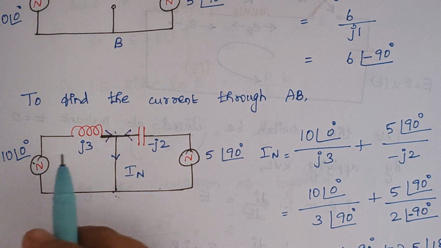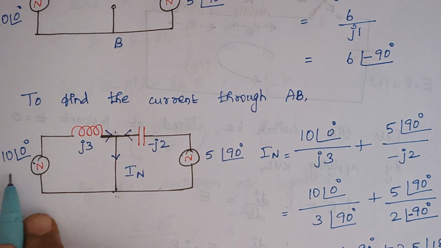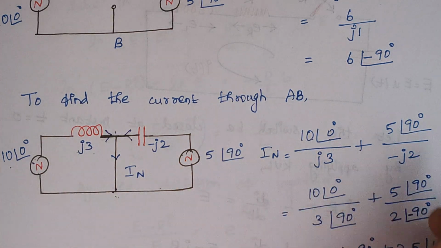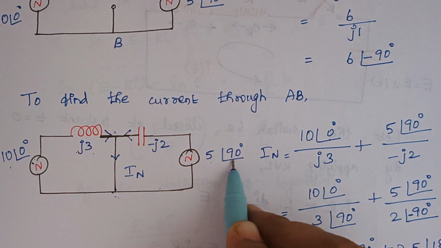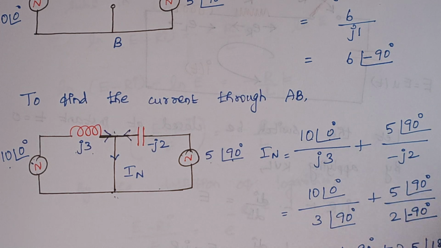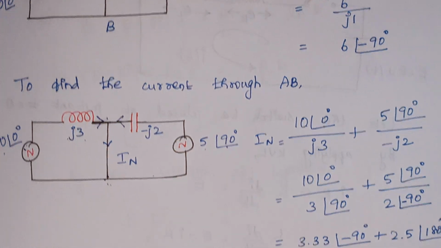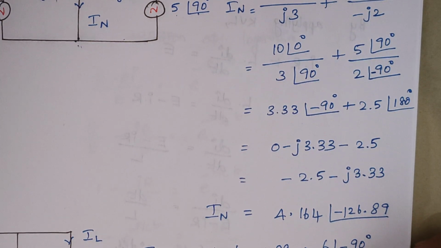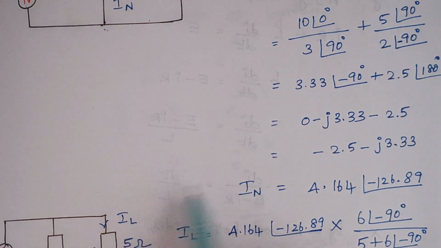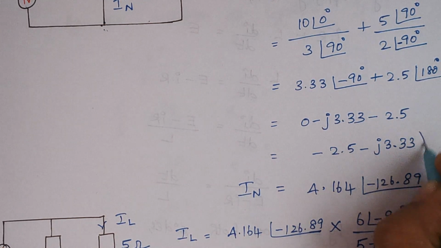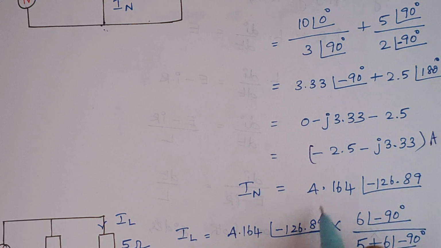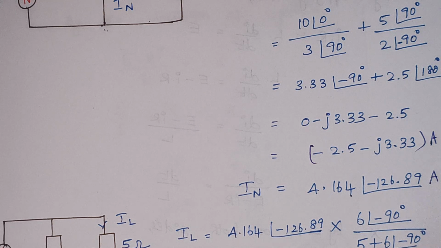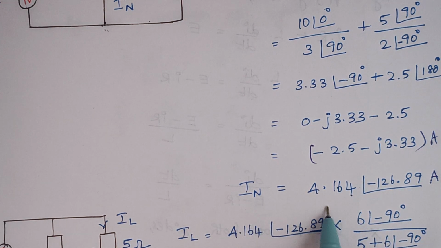Therefore, the formula for current is nothing but V by Z. So here the V is 10 with an angle of 0 degree by impedance J3. And again for the next one, 5 with an angle of 90 degrees and the impedance is minus J2, right? So once you solve this, finally you see here we are having the value of this current as minus 2.5 minus J3.33 amps, or 4.164 with an angle of 126.89 amps, right? This is the value of short circuit current.